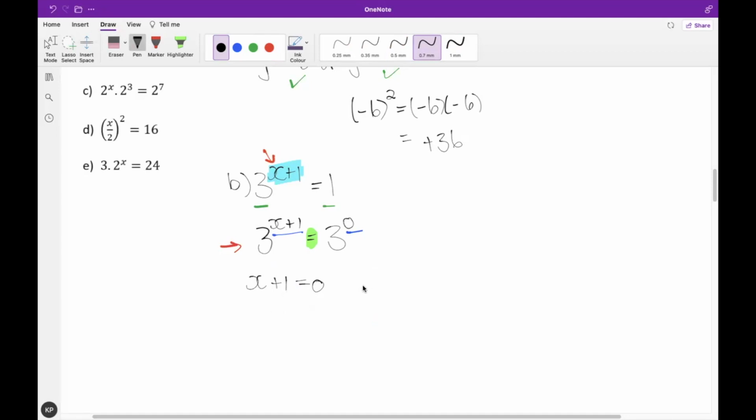Okay, now we have a normal equation. x plus 1 is equal to 0. How am I going to solve for x? Transpose. Okay, 1 has to go away. What happens when 1 goes to my right-hand side? It is currently a positive 1. There we go. That means we'll be left with 0 minus 1. Therefore, x is equal to -1. Beautiful, guys. That was lovely teamwork over there.